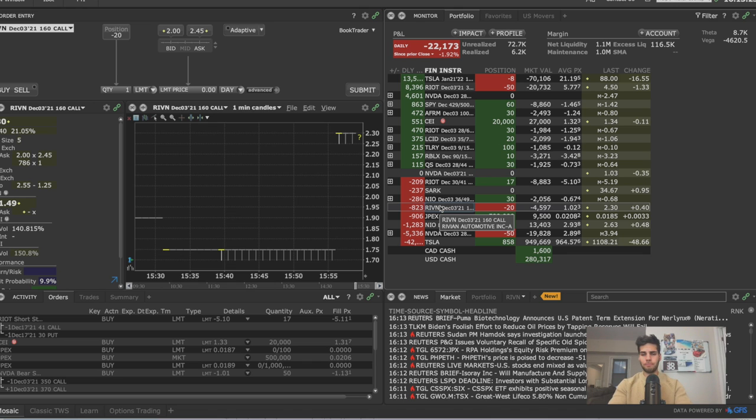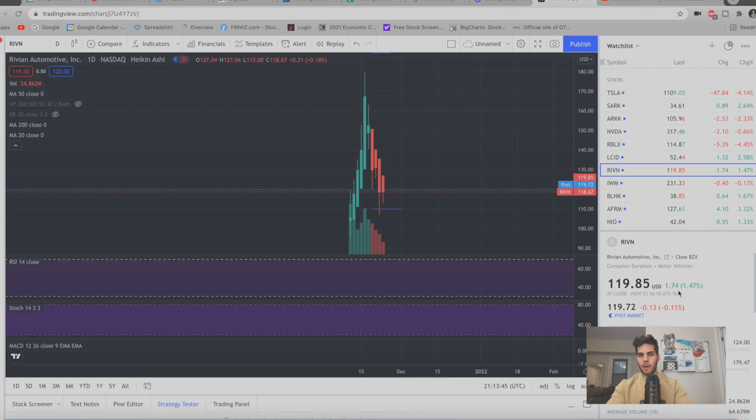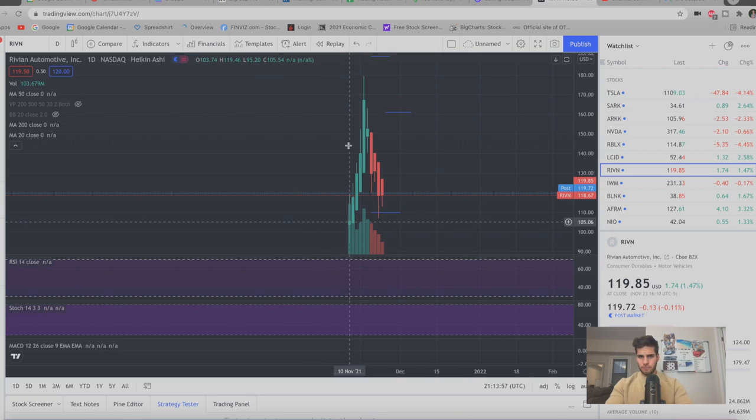Next one here is on Rivian. We're selling the 160 strike call, 20 contracts. And we collected just over 2,000 for this one, expiring in just over a week. We put this trade on Friday. Rivian having a decent day today, up 1.5%, sitting around 120 per share. This is Rivian on the daily chart. Had a nice rise and huge sell-off, finding some support around that 110 to 120 level.